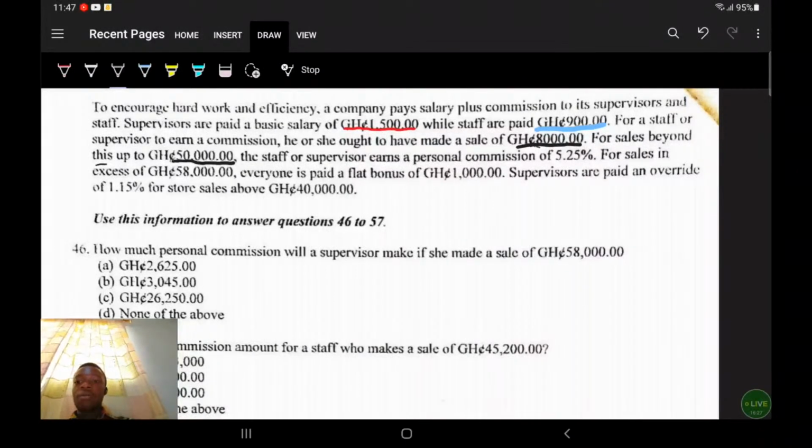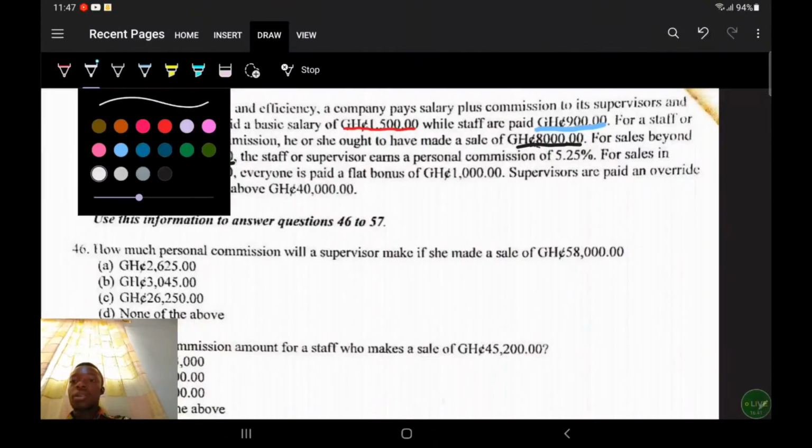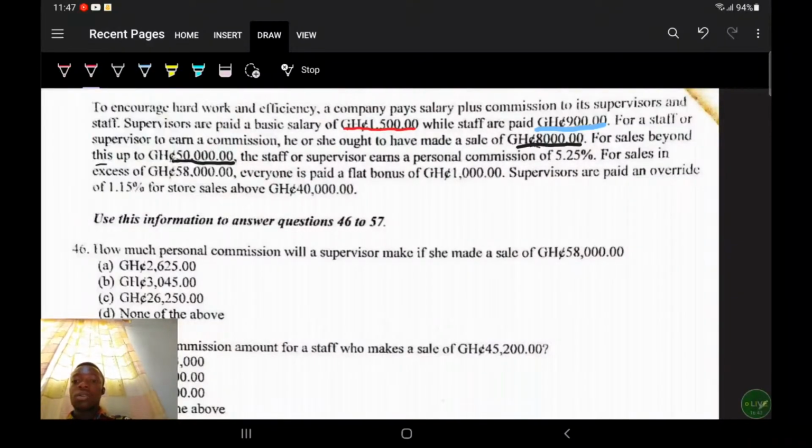Now let's continue. It says for sales in excess of 58,000 Ghana cedis, everyone is paid a flat bonus of 1,000 Ghana cedis. Supervisors are paid an override of 1.15% for store sales above 40,000 Ghana cedis. It's Ghana cedis that we are dealing with, so don't worry.